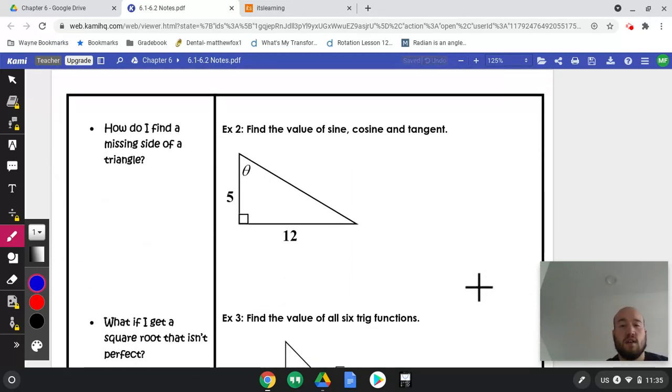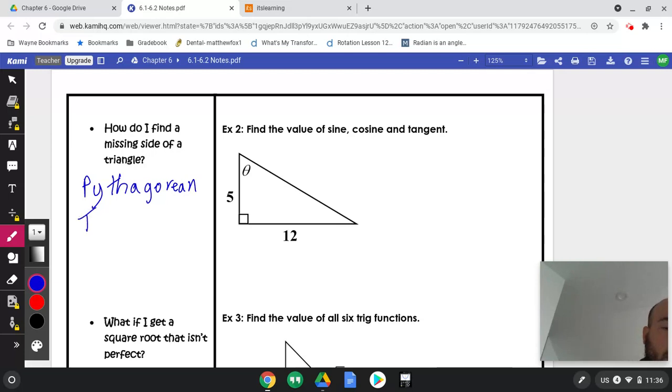In this case, we're asked to find the value of sine, cosine, and tangent, which is pretty easy if we have all the sides. But notice there's a missing side here. We don't know what the hypotenuse is. So how do we find that missing side? Hopefully, you remember this word right here, the Pythagorean theorem. I'm guessing many of you could tell me what it is. If you couldn't, now that I've said this, you could finish it out: a squared plus b squared equals c squared. Remember that c is always the hypotenuse.